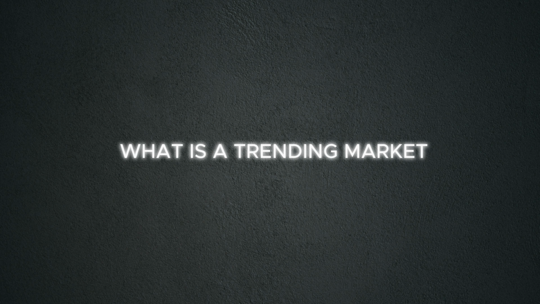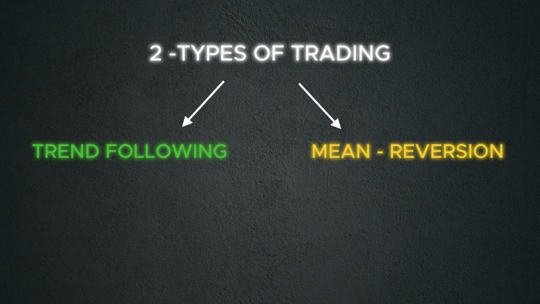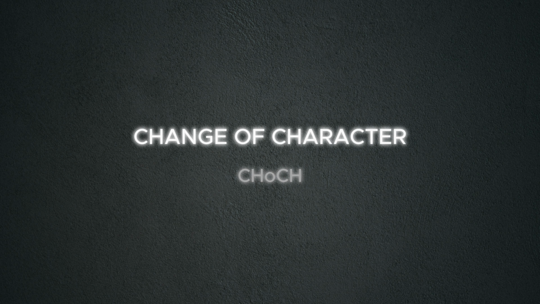In this lesson, we will cover what a trend market is. Let's first cover trend following, which is one of the two styles of trading. The important thing to understand is that a trend begins and ends the same way. A trend begins and ends with what you call a change of character.